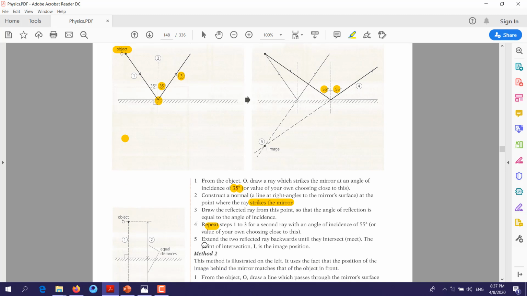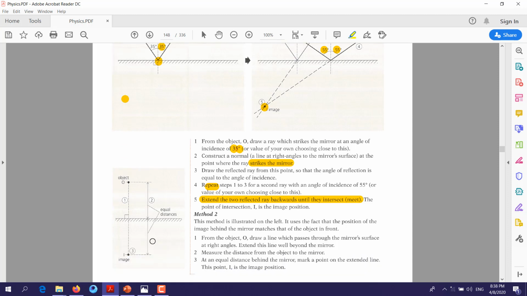Number 5, extend the two reflected rays backwards until they intersect, or until they meet. Now we have the first line, the second line. What we will do is just draw a straight line. We will see these two lines will meet in a specific point. Now this point, what is it? It's the position of the image.